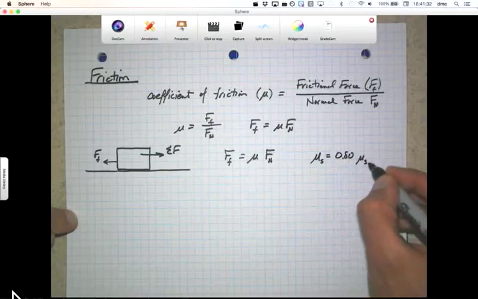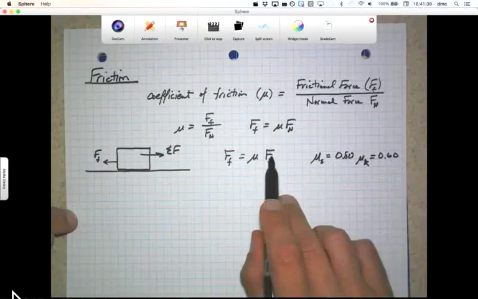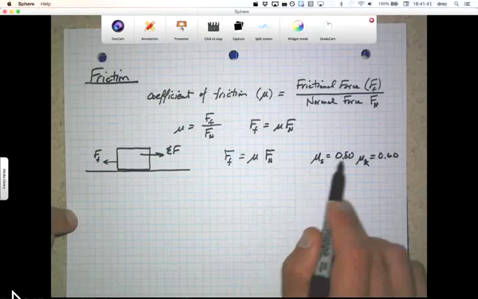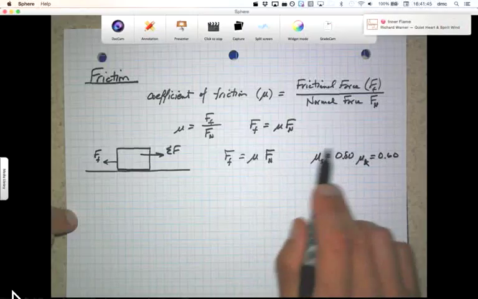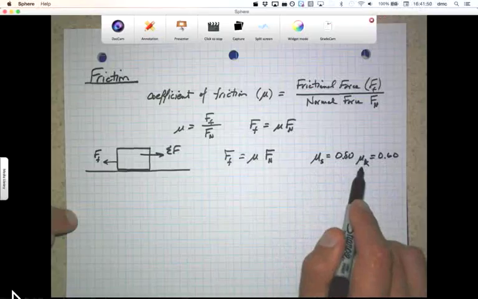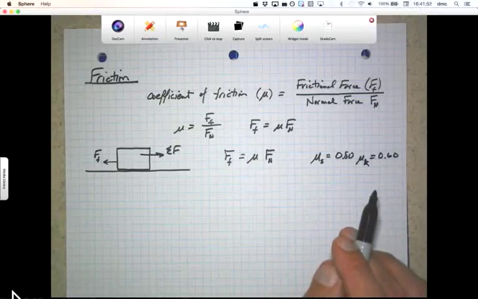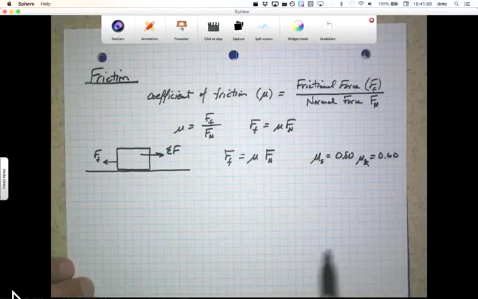Mu sub s, mu sub k, which is kinetic, was 0.6. So notice, for the same normal force, if it's not moving, the static friction force will be greater than the kinetic friction force. Another thing is that when it's not moving, the frictional force is only as much as it needs to be to keep the object from moving. The only thing the friction force is going to do is to try to keep the object from moving.